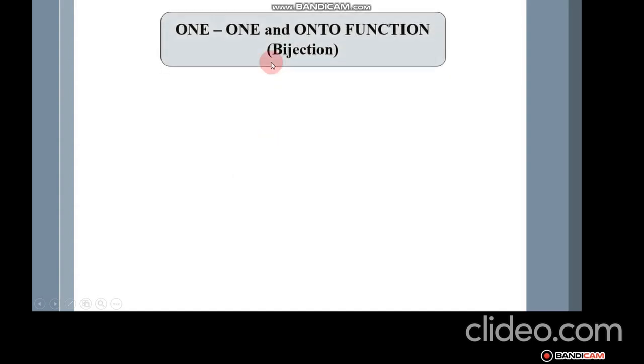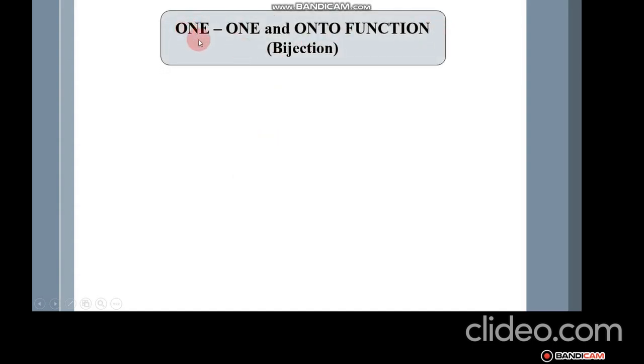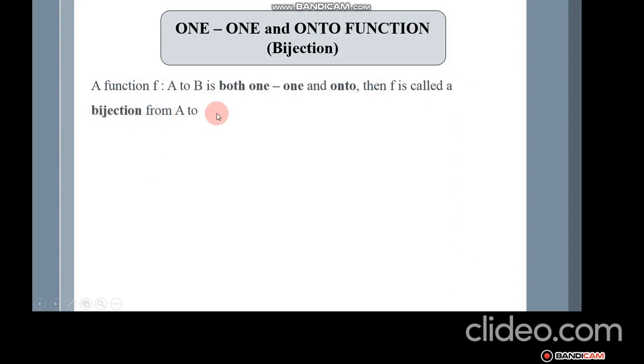Next one is one-one and onto function. It satisfies both the conditions, and it is said to be bijection. Bi means 2. So a function f from A to B that is both one-one and onto is said to be a bijection from A to B.